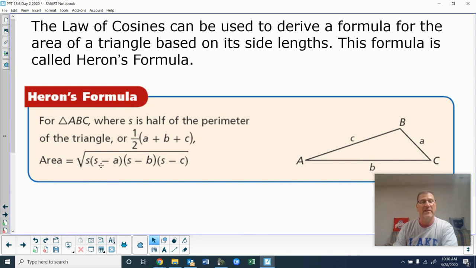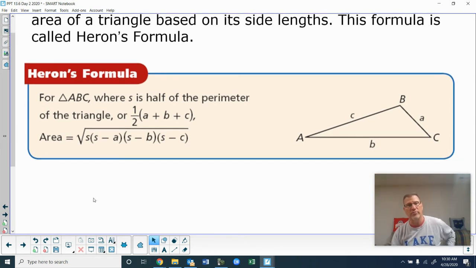Okay, that's these S values. Half the perimeter is S. And then you just go S times S minus A times S minus B times S minus C, and then take the square root of that. So that was like number 8 on your homework.